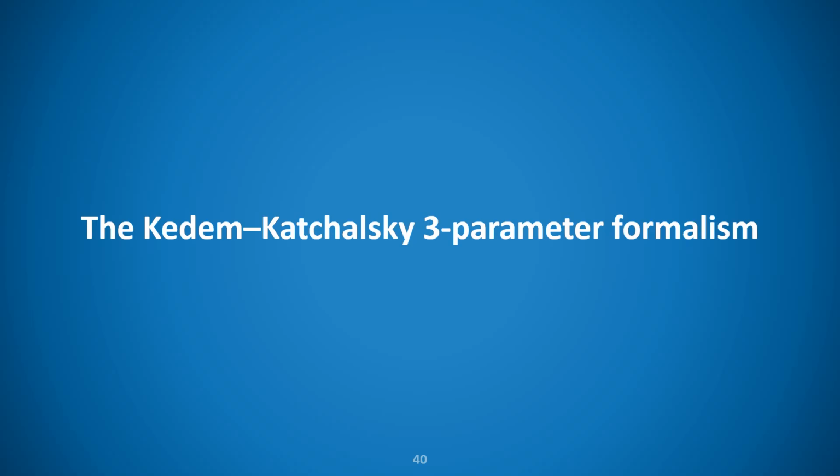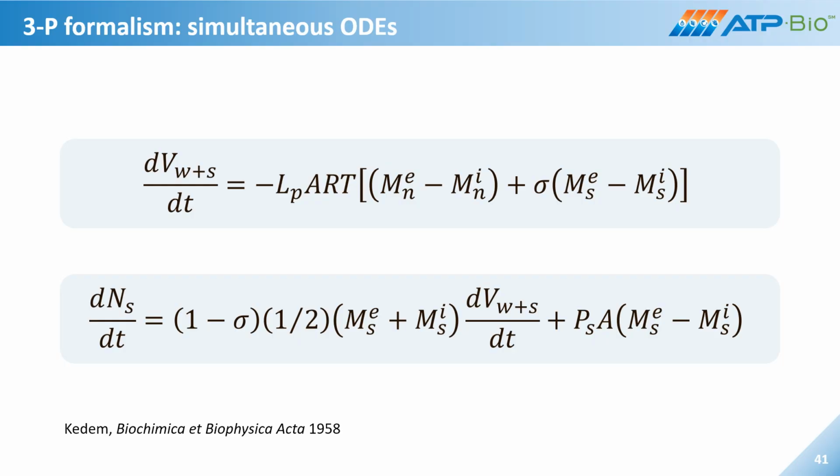Now we'll move on to the Kedem-Katchalsky 3-parameter formalism. As with the 2-parameter formalism, we have two simultaneous ODEs, but there are some differences. First, notice that the first equation represents the rate of loss or gain of water and solute volume put together, not just the water. Second, we still have differences of osmolality, but we've split apart the non-permeating solute, denoted sub N, from the permeating solute, sub S.